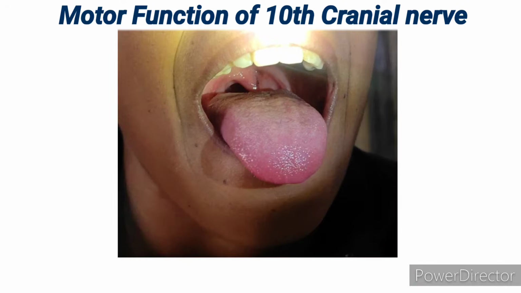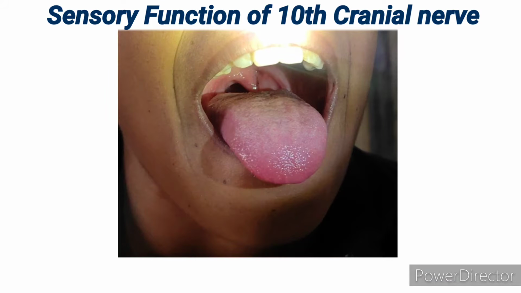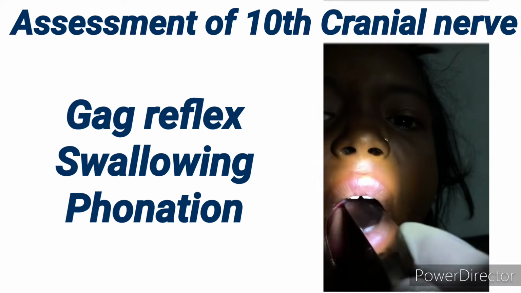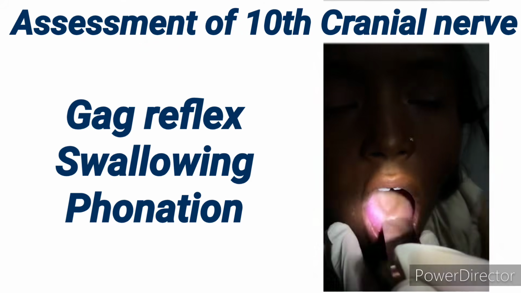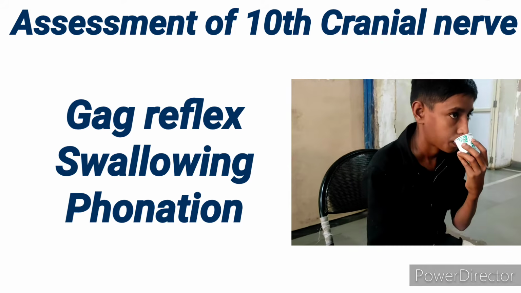Then the sensory function of the 10th cranial nerve. It supplies the sensation of pain, temperature, touch to the pharynx, larynx, ear canal, external surface of the tympanic membrane and meninges of the posterior fossa. Now for the examination of the 10th cranial nerve, we will perform the gag reflex as I have explained in the 9th cranial nerve examination.